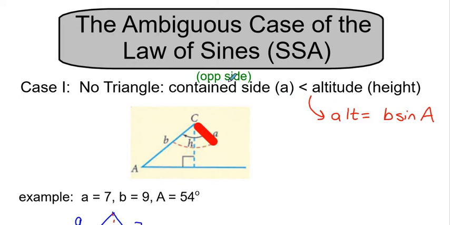is. And keep in mind that the contained side does not have to be A, and this A does not have to be A. I mean, this could be X, and then the contained side would be X, and the altitude would then be X. So my advice is to understand what an altitude is, what an opposite side is, what a contained side is. But if that contained side is less than the altitude, you have no triangle.